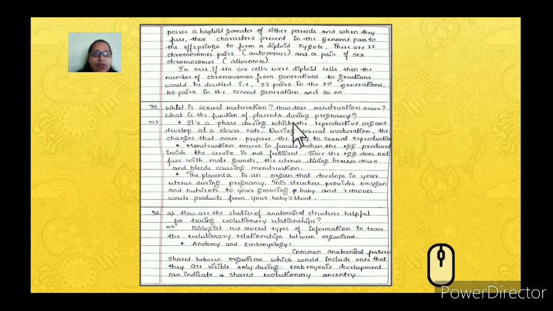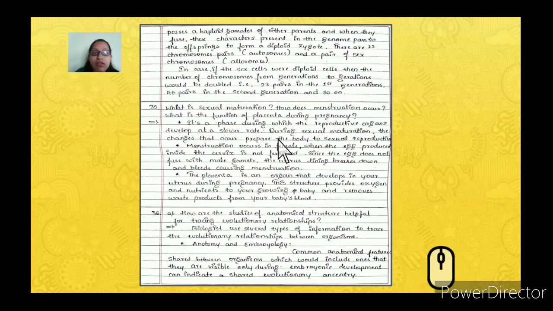Sexual maturation is a phase during which the reproductive organs will develop, and it is not a faster one, it is at a slower rate. During sexual maturation, changes occur. It prepares the body for sexual reproduction. Next, coming to menstruation, it occurs in females when the egg produced is not fertilized. When it is not fertilized, the egg does not fuse with the male gamete. The uterus lining will break and it causes bleeding, and it is known as menstruation.